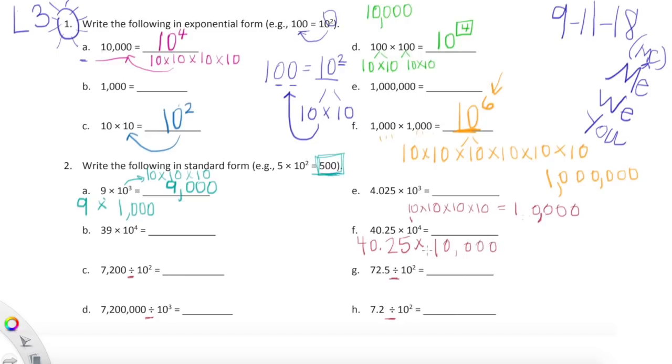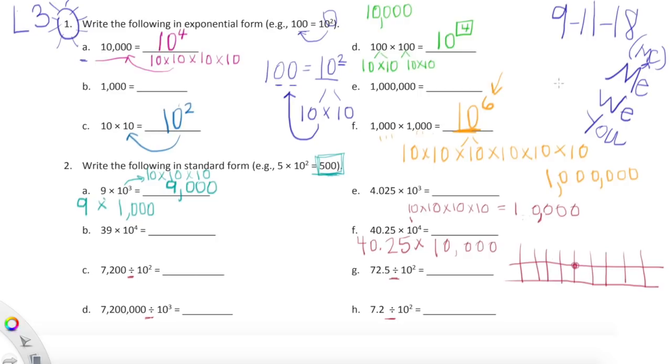Okay, so this is interesting. We are going to multiply 40.25 times 10,000, or 40.25 times 1 with 4 zeros. Let's think about this, you guys, on our handy dandy, you guessed it, place value chart. Hooray! Let's go ahead and put our decimal here.